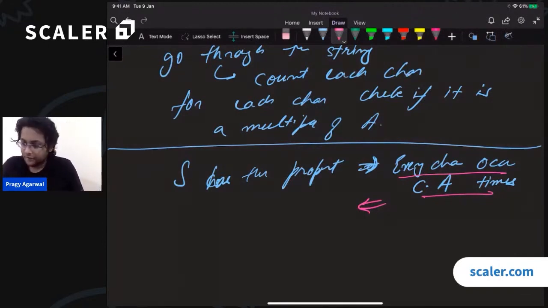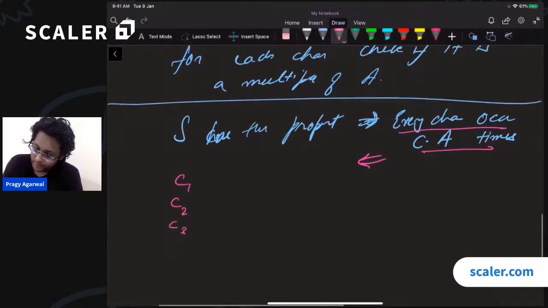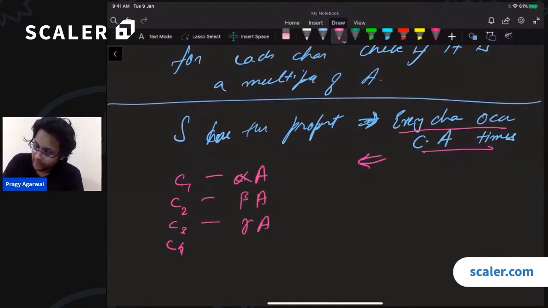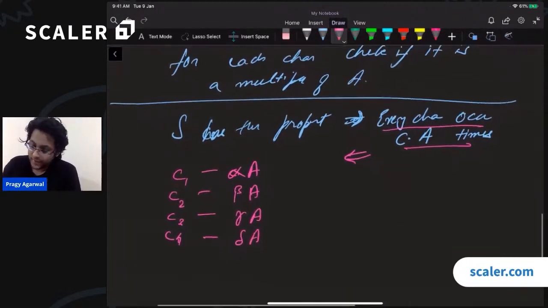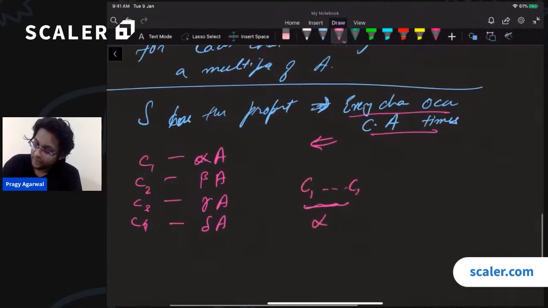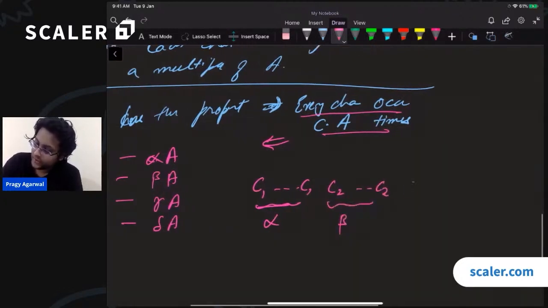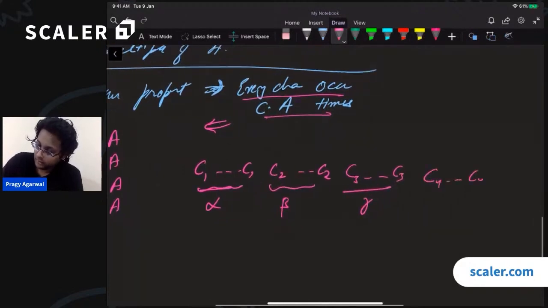What we can do is, let us suppose that we have several characters C1, C2, C3, C4, right? And all these characters occur some constant, let us say alpha times A. This occurs beta times A, this occurs gamma times A, this occurs delta times A. Right? Now, what we can simply do is start putting these characters in. So we can put C1 alpha times. Then we can put C2 beta times. Then we can put C3 gamma times, followed by C4 delta times.